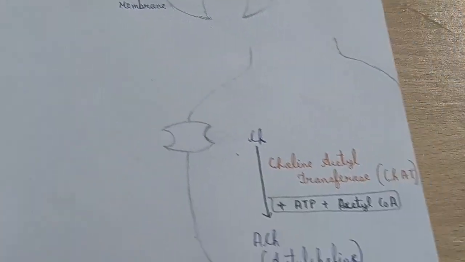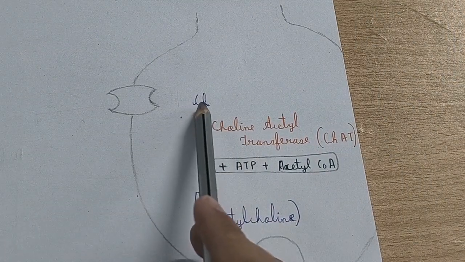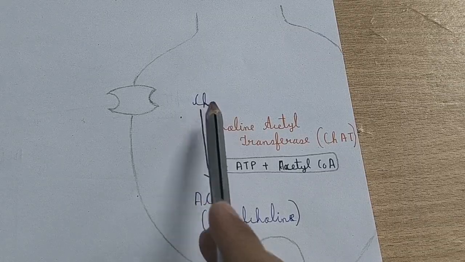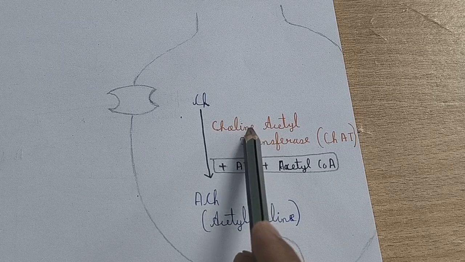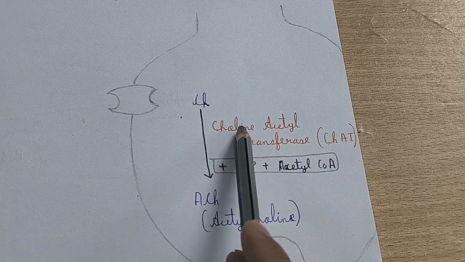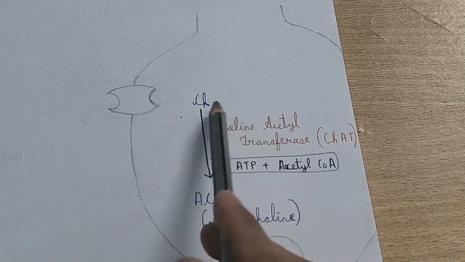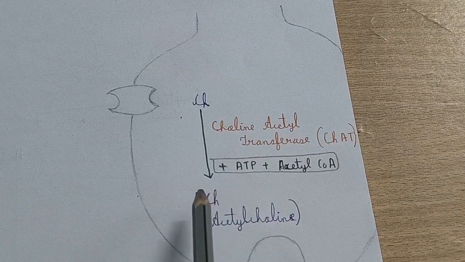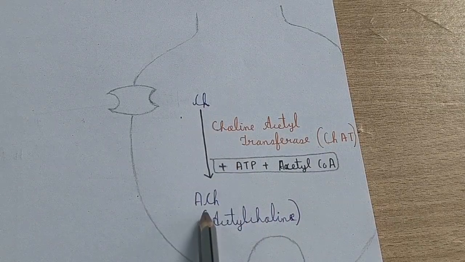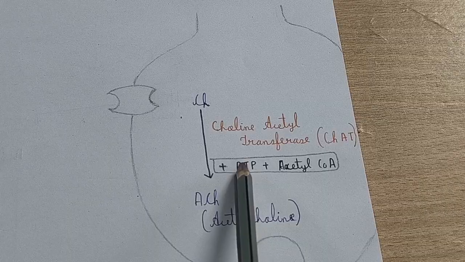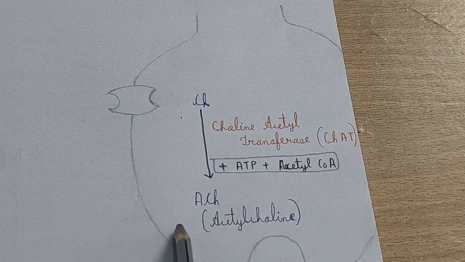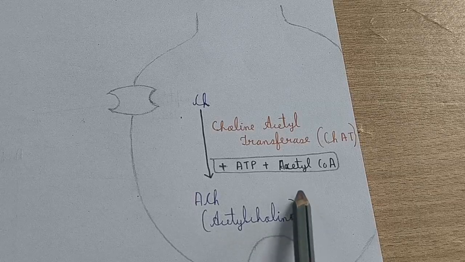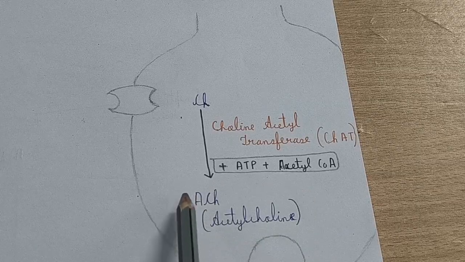Now this choline is inside the axoplasm of the axon terminal. Here the choline is acted upon by the enzyme choline acetyltransferase, and this choline acetyltransferase causes the acetylation of choline into acetylcholine, with the help of ATP and also acetyl coenzyme A. So finally, inside the axoplasm, acetylcholine is synthesized. This is the main synthesis of acetylcholine.